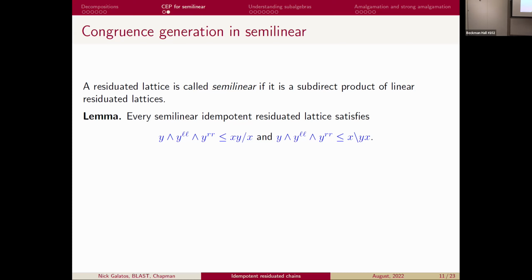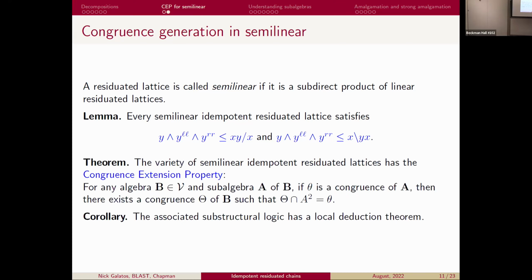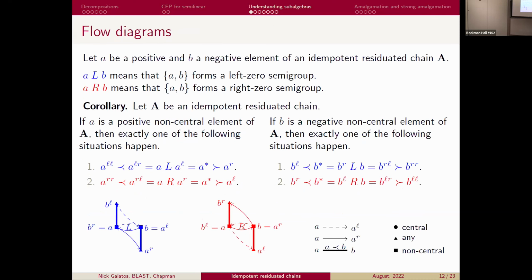So we can control the behavior of the conjugation this way without parameters, and therefore easily we can prove the congruence extension property. For the corresponding substructural logic, this gives you what is called a local deduction theorem. So you get the corresponding logical application from this. Okay, so let's go to the second application of amalgamation.